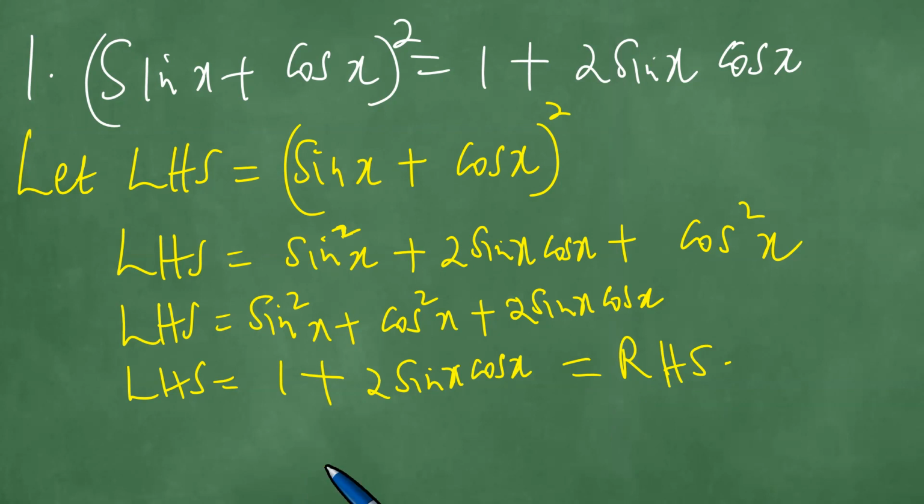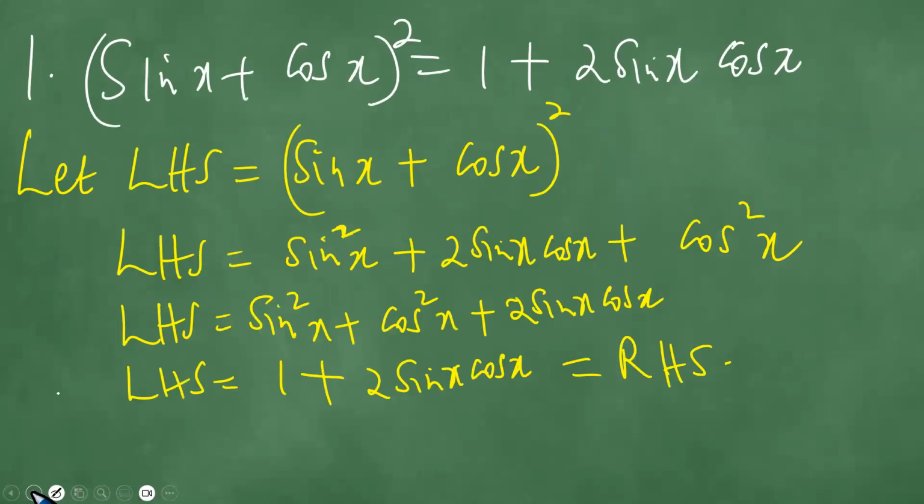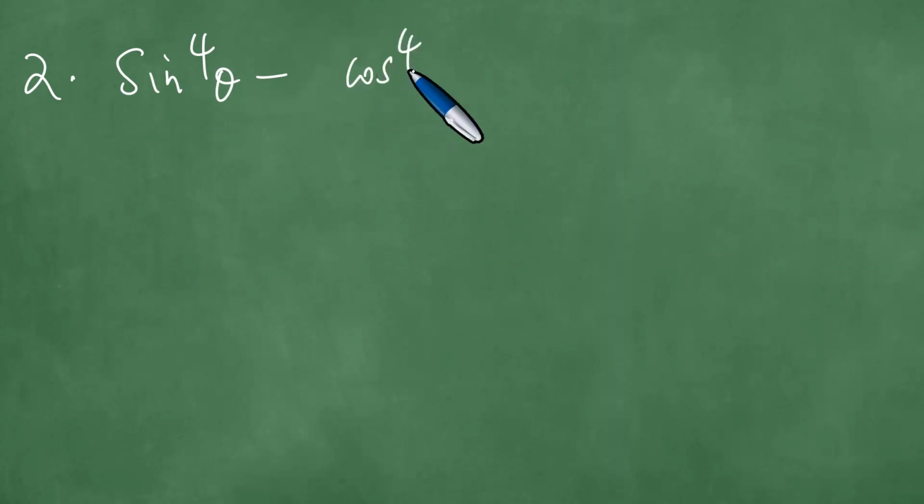Now let us look at more proofs. We need to prove number 2. Sine to the fourth power of theta minus cosine to the fourth power of theta is equal to 1 minus 2 cosine squared of theta. How do we prove this, anyone? Right, I hope you're not sleeping. Number 2, you have sine to the fourth power minus cosine to the fourth power is 1 minus 2 cosine squared.